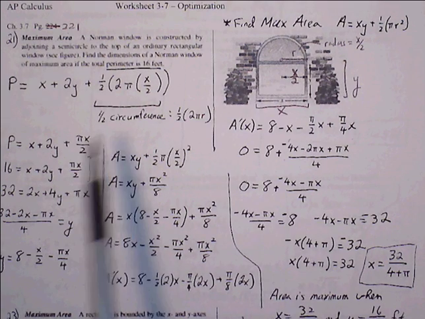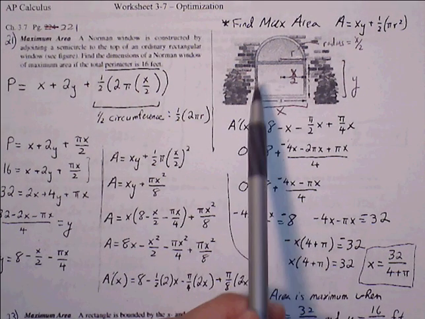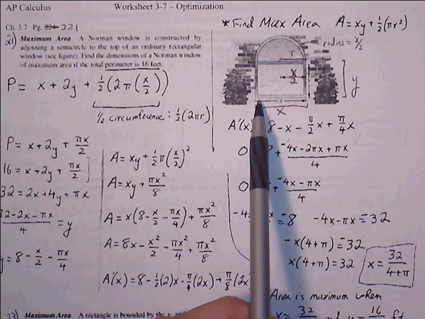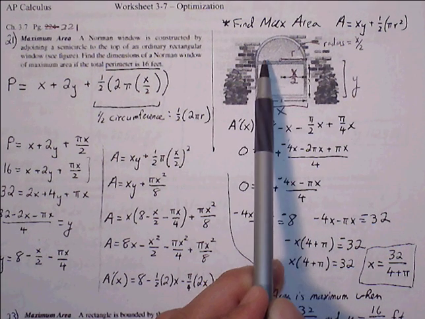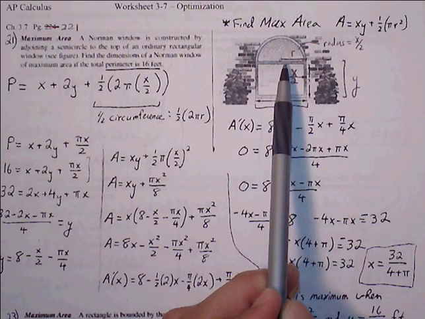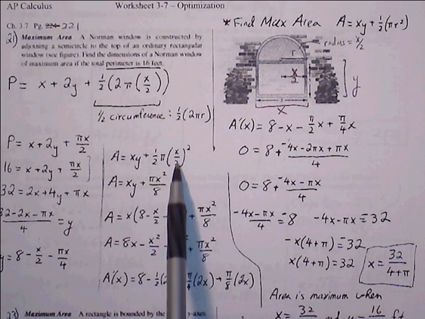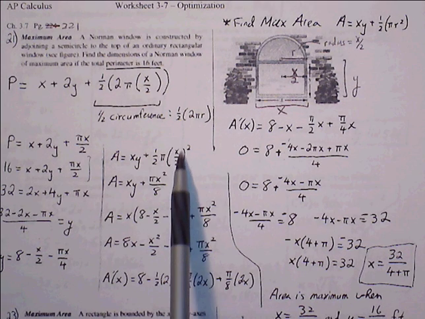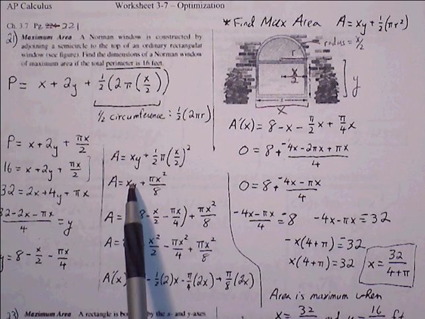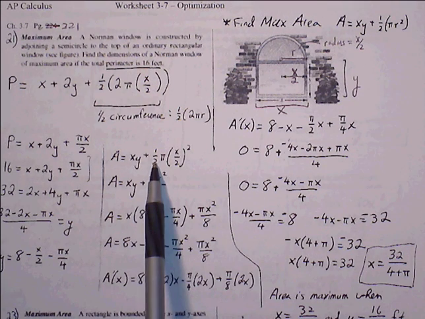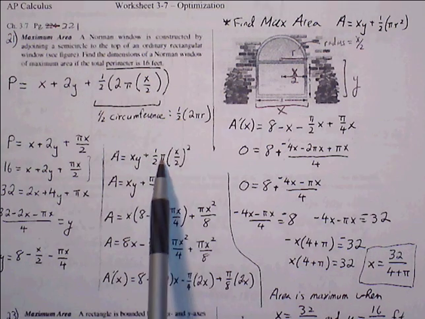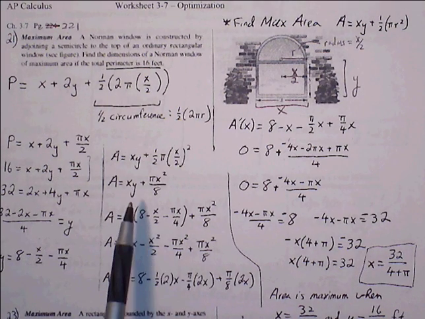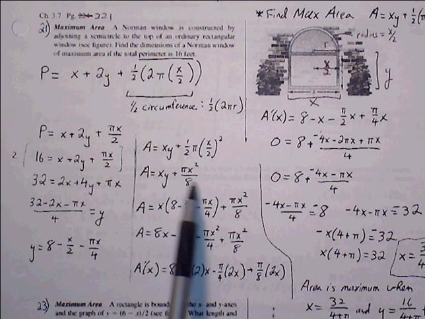Let's look at the area equation. The area is the area of the rectangle and the semicircle. Let's deal with the rectangle first. Length times width, so x times y. The area of the semicircle is going to be 1/2 pi r squared, so 1/2 pi, and the radius is represented by x over 2, so x over 2 squared. Simplify that to be pi over 8 x squared, because 2 squared becomes 4, and 4 times 2 is 8, so pi x squared over 8 plus xy.